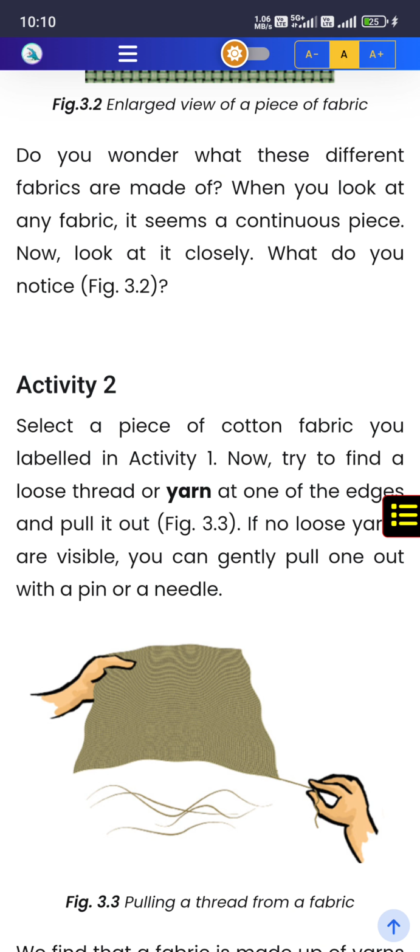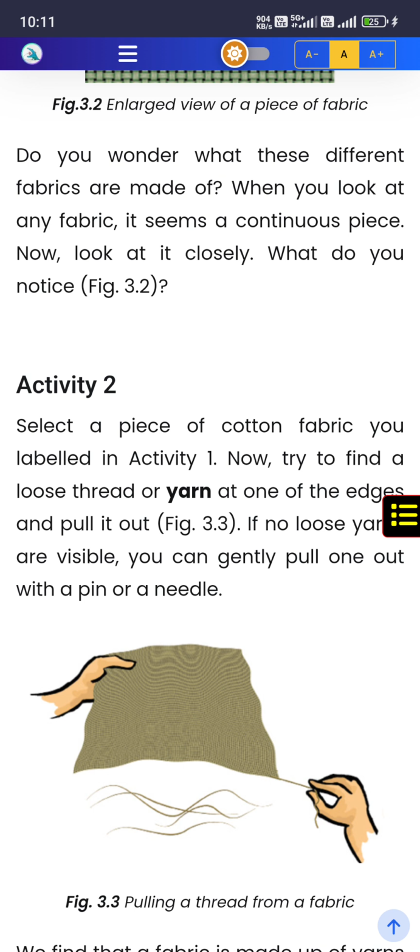In activity 2, they're asking us to select a piece of cotton fabric that we labeled in activity 1 and try to find out the loose threads or yarns. So take out the cotton fabric that you used, go near it and see it carefully. You will see that there are threads attached to everything that is woven. There are threads very closely tangled in each other. You have to pick out these threads, and that is the purpose of activity 2.